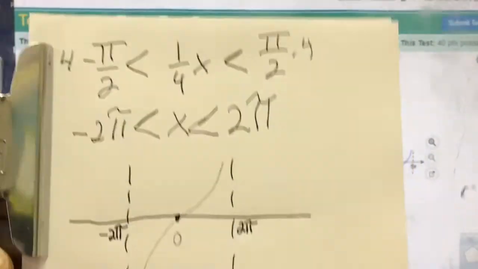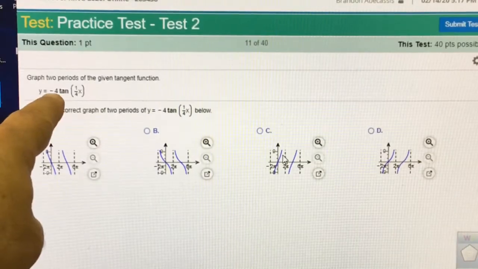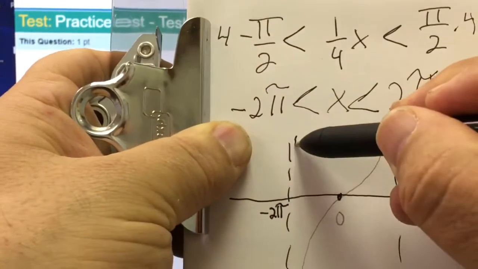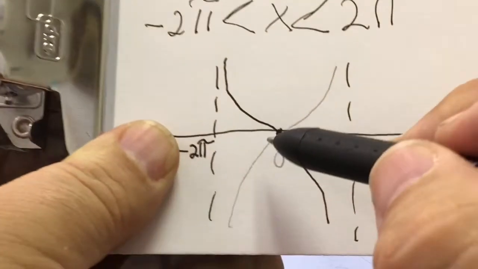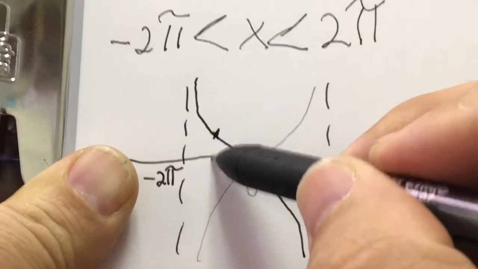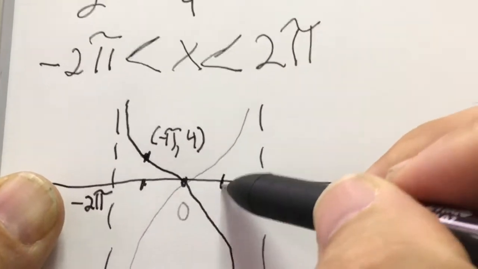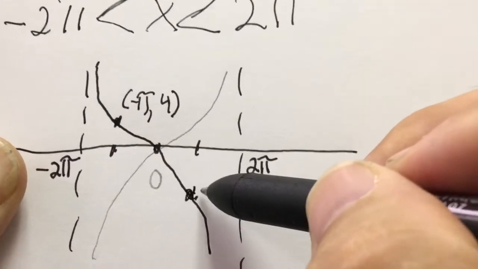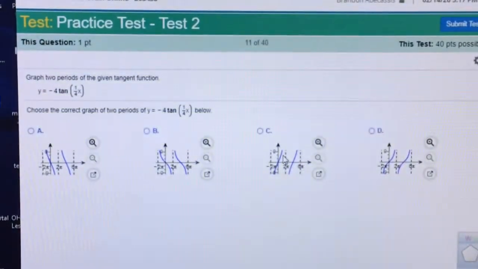Now we're supposed to know what tangent looks like, and tangent usually starts down here on the left and curves up, but there's a negative 4 in front of it, so that means it's going to flip the other way. It's actually going to start up high and go this way. And then the 4 that's in front of it is called the height, so that means I'm going to go up 4 over pi. So there should be a coordinate there at negative pi, comma 4, and then I'm going to go over halfway, and that would be pi and down 4, and it should be a coordinate there at pi, comma negative 4. That 4 has some implications.